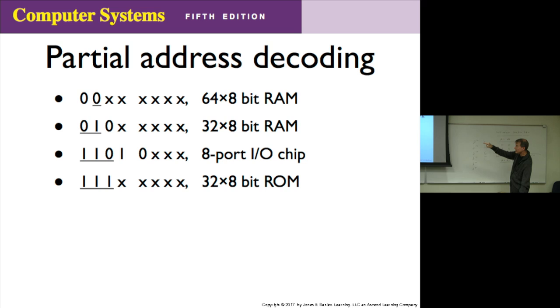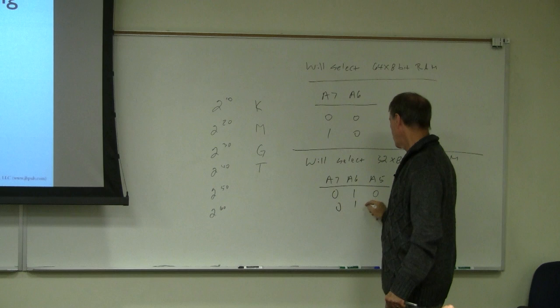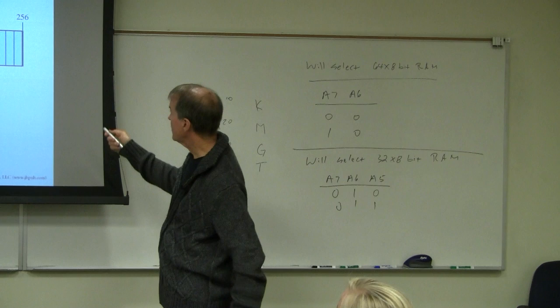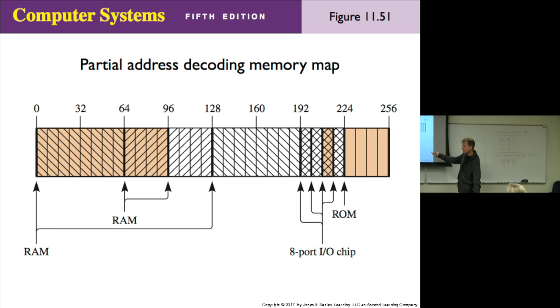Well, we know that it's going to be selected when it's 0, 1, but we're ignoring the A5, so it will be selected when this is 0, 1, 0, but it will also be selected at 0, 1, 1. So there's a clone there. So if we come here to this figure 11.50, I've indicated that by saying, here's the original one and there's the clone. Do you see why that is?